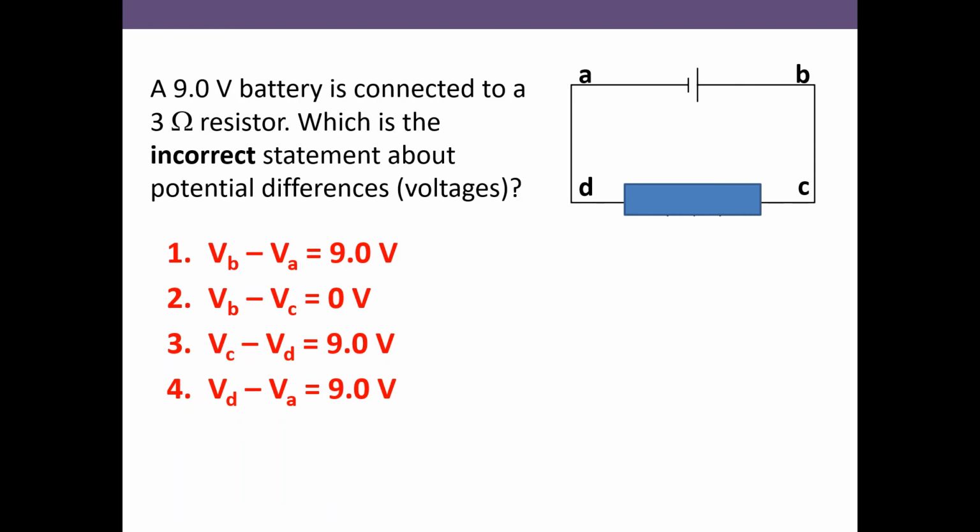And 4, points D and A, the voltage between them is 9. Well, if you look at points A and D, you've got just a metal wire. There aren't any components between them. So metal wires don't use up that much energy. So it looks like 4 is incorrect.